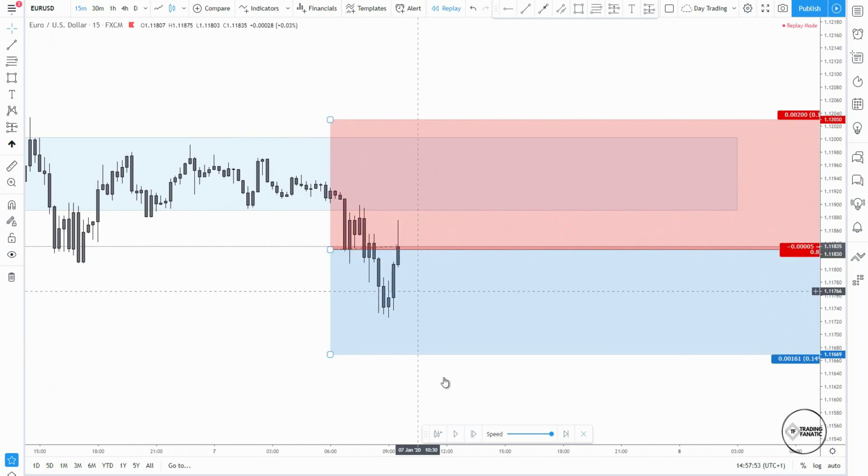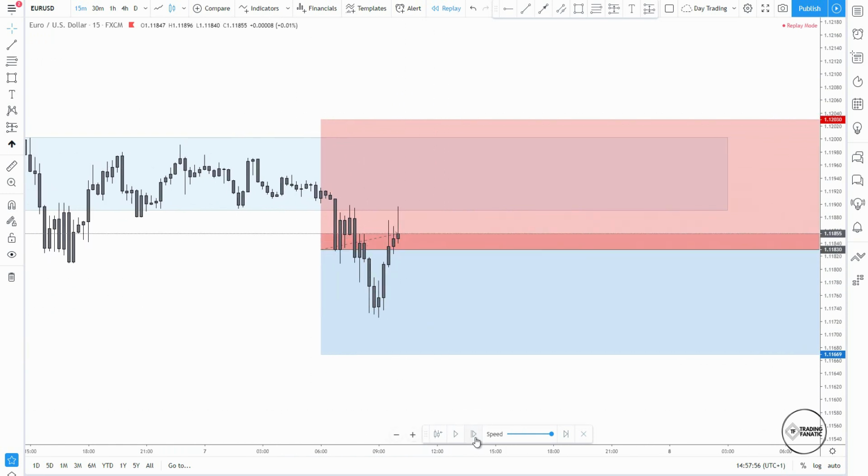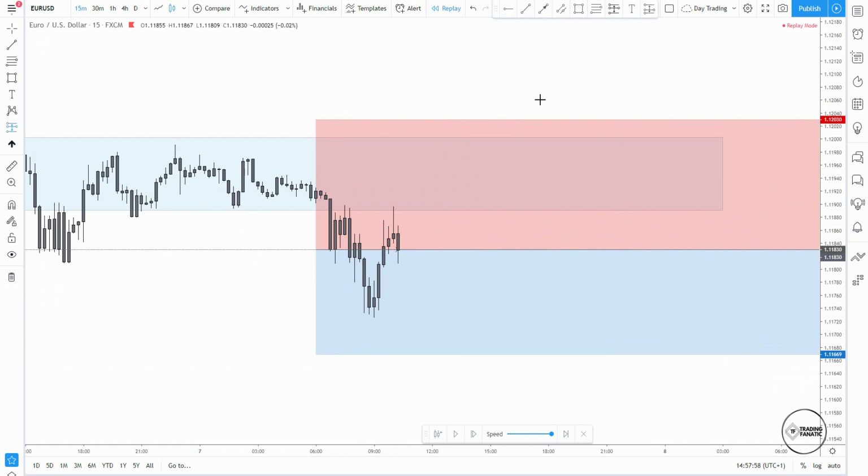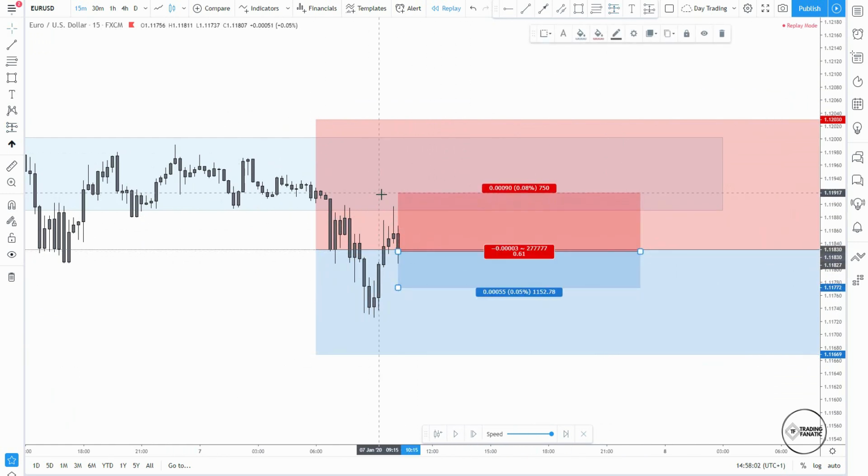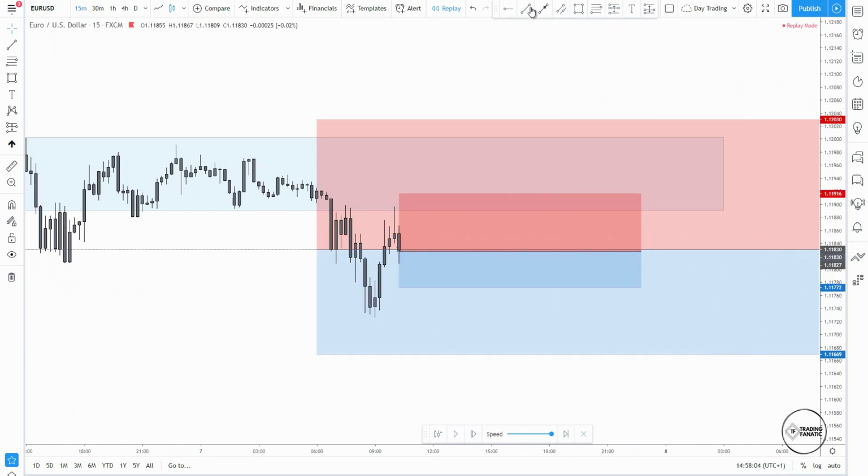Then again, another pullback, 15-minute rejection, slow down, another one, boom. Here is another one. Actually, the entry is the same, but your stop loss will change here because you can use a 9 pip stop loss. Why? Because we see a new area formed here.